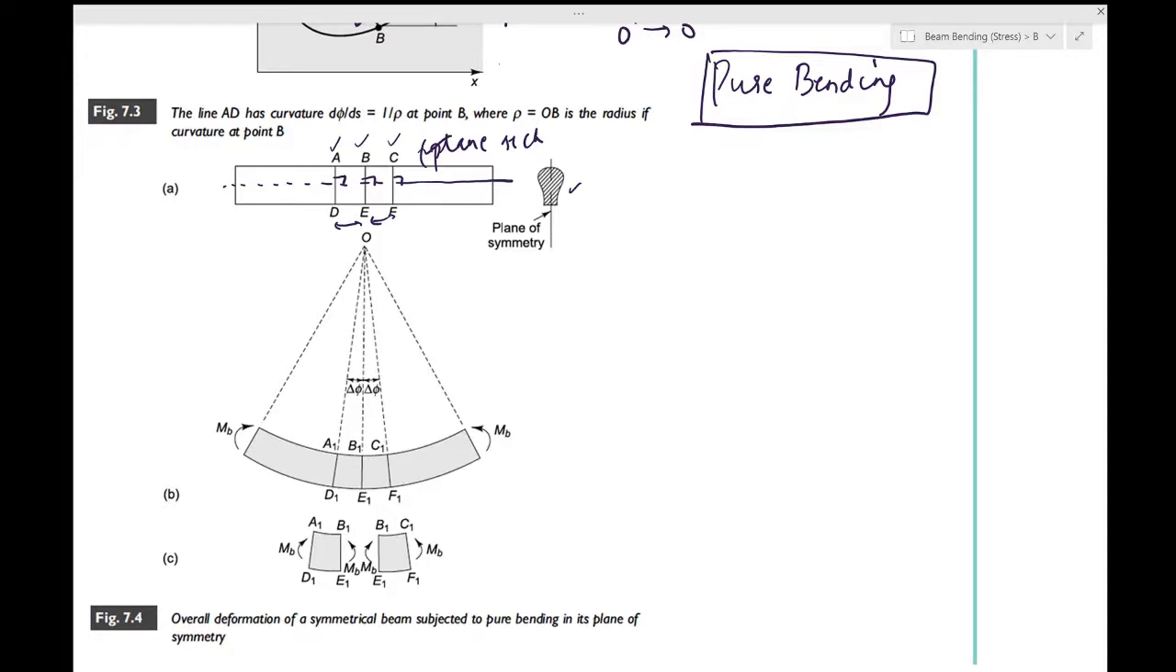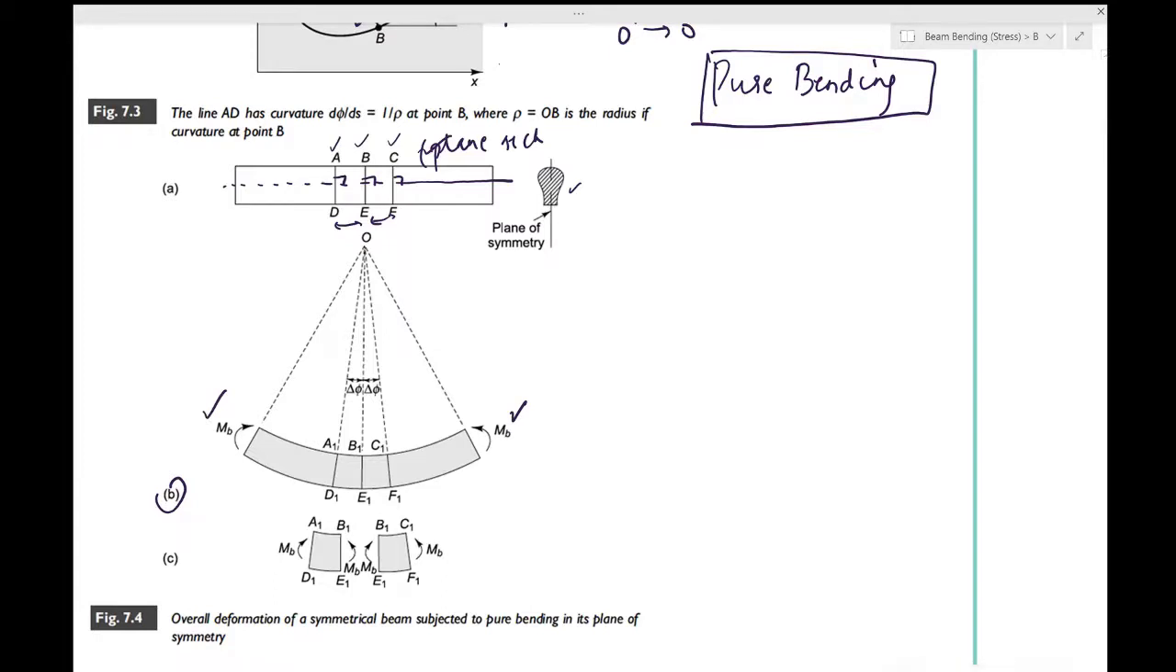Now in figure 7.4b, we show the beam bent by a bending moment. We know that if there is bending happening, there is a curved deformation, and MB is applied at the ends in the plane of symmetry. So you see this bending moment which is applied to cause this.